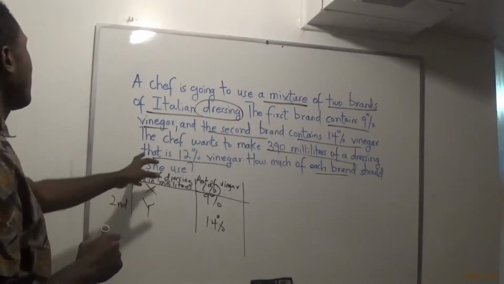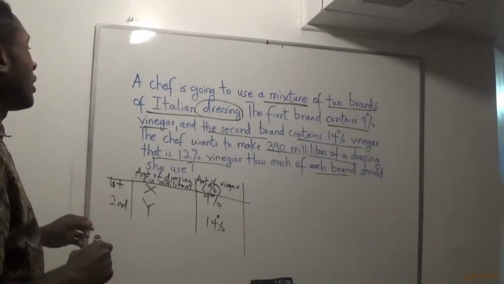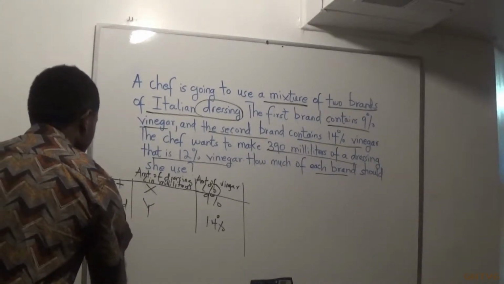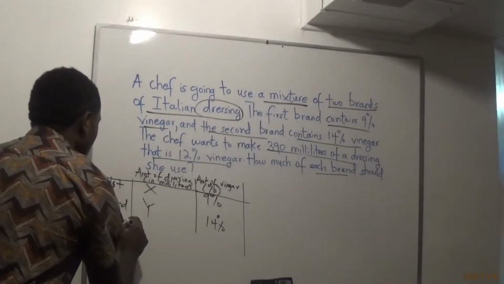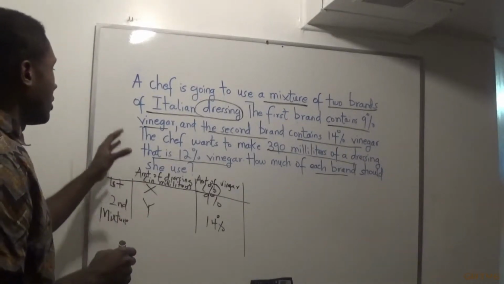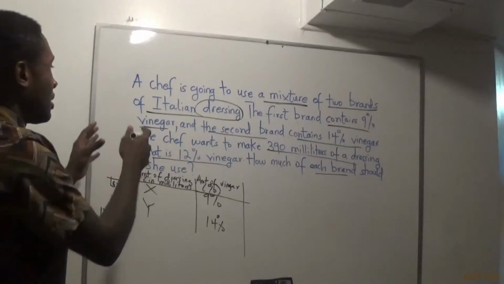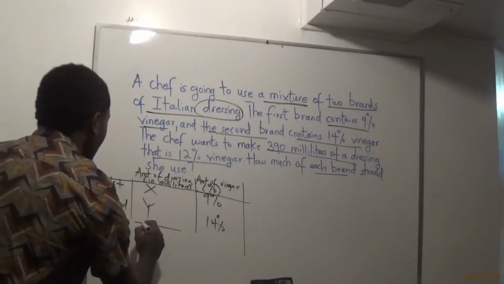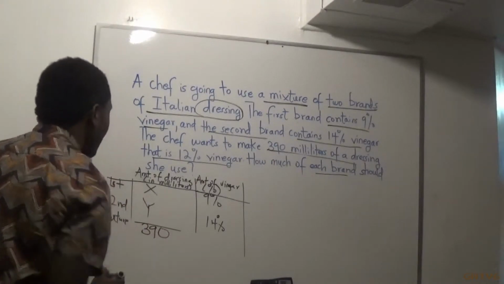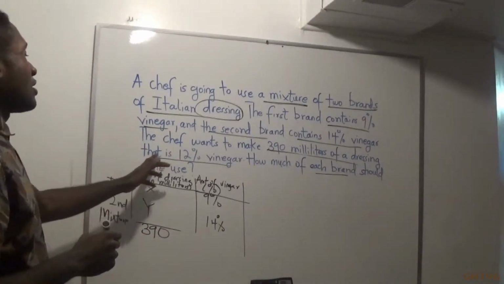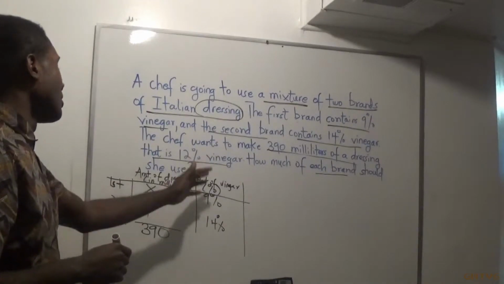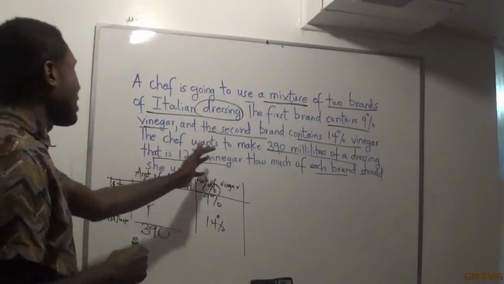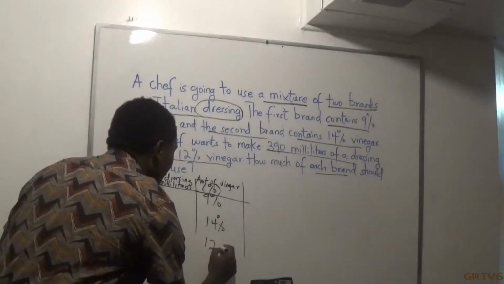And let's keep going. The chef wants to make 390 milliliters of a dressing. So the mixture. So the chef wants to make 390 of dressing. So this is the row for dressing. So the mixture is 390. Okay. That is 12% vinegar. So the mixture, at the end of this, has to have 12% vinegar. So I have my 12% right here.